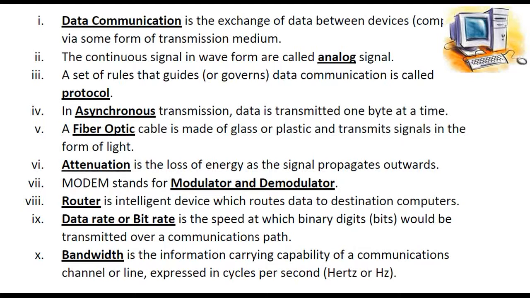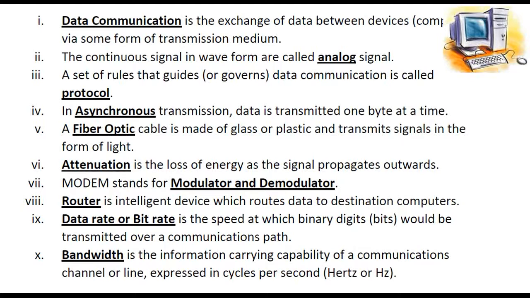Fifth fill in the blank says a fiber optic cable is made of glass or plastic and transmits signals in the form of light. So fiber optic is a type of wired transmission medium which carries data in the form of light by following the concept of total internal reflection.